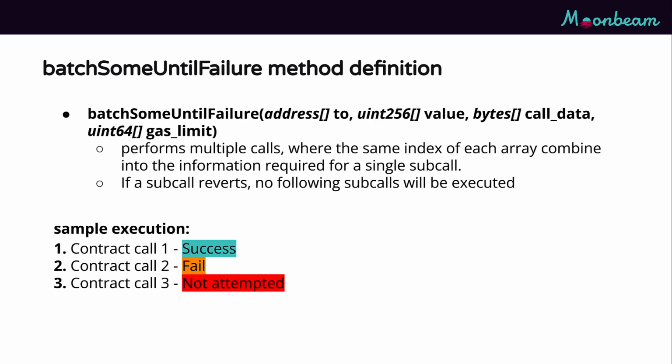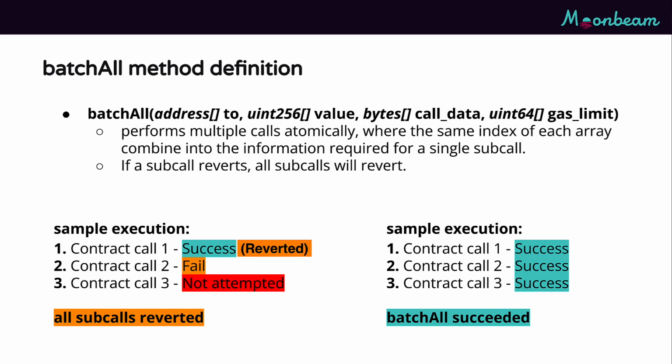Batch sum until failure will try to execute all of the subcalls until one fails, at which point no further subcalls will be attempted. However, the prior successful calls will not be reverted. Batch all requires all of the subcalls to succeed, otherwise everything fails. You can think of this as the all or nothing batch method. If one of the subcalls fails, then the entire batch transaction fails, and prior successful subcalls are reverted.